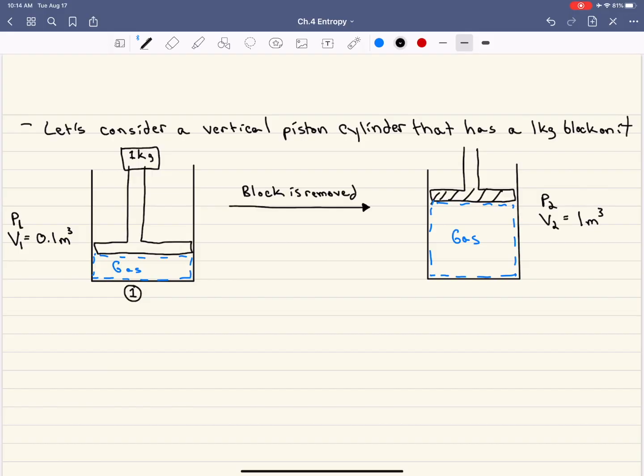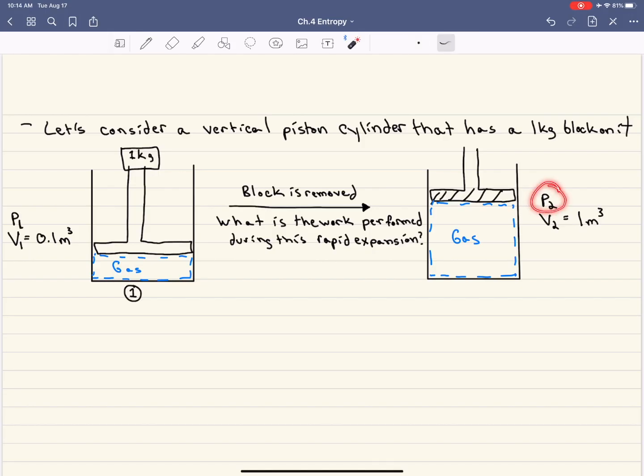And so the question that we have is, what is the work exerted by the gas during this rapid expansion? During this expansion, or at the end of the expansion, both the pressure and the volume of the gas are changing.